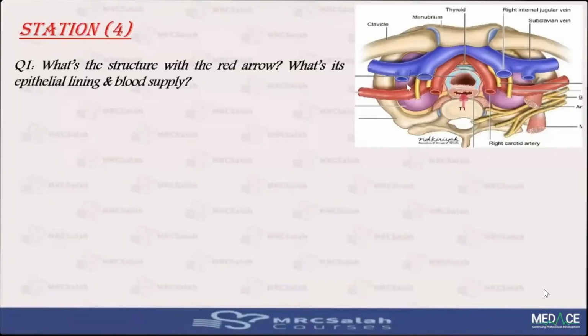The epithelial lining is non-keratinized stratified squamous epithelium. The arterial supply: the upper one third of the esophagus is supplied by the inferior thyroid artery. The middle one third is supplied by branches from the aorta, and the lower one third is supplied by the left gastric artery.